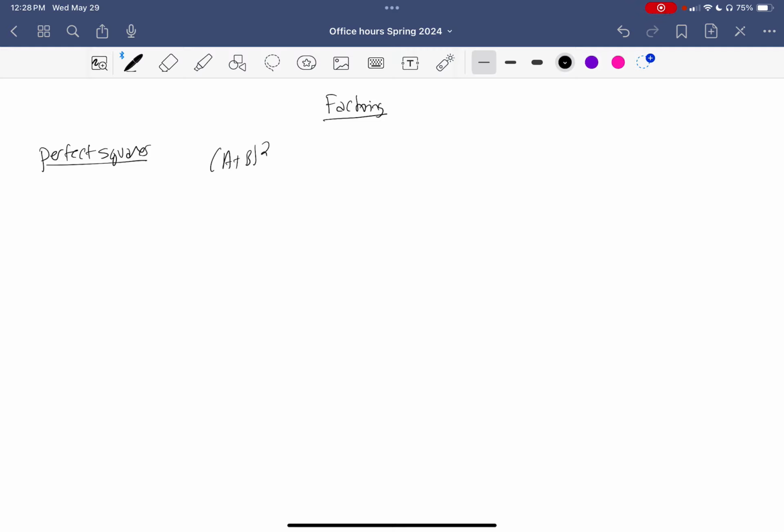A perfect square is, once it is factored, it is a square. So something like a plus b squared or a minus b squared. If you FOIL these out, what you get is these. Now, of course, for factoring, we're going to be looking at going backwards on them. So we need to be able to recognize the right-hand side and turn it into the left-hand side.